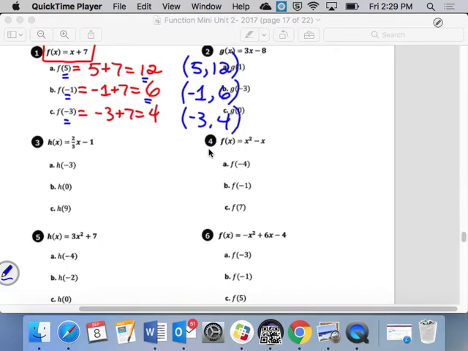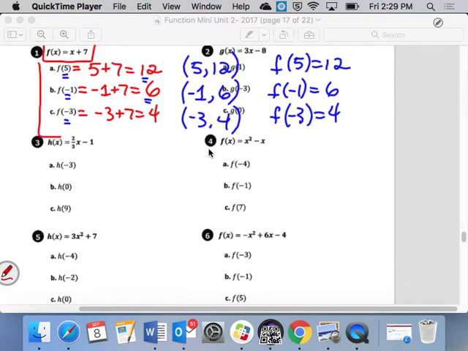And this is all about notation. The notation is replacing a lot of words. Another way to state this, I could say that f of 5 equals 12. I could say that f of negative 1 equals 6, and f of negative 3 equals 4. So the ability to understand how to use the notation, that's an important skill.